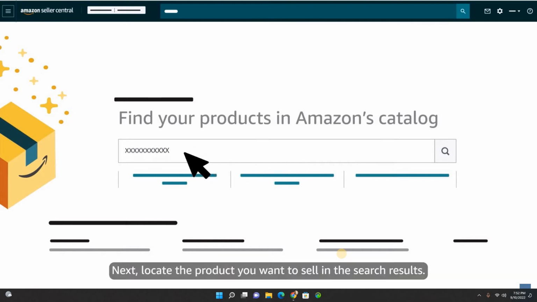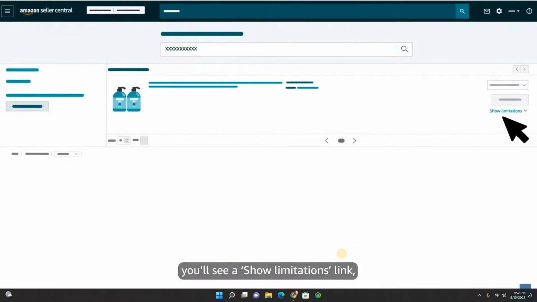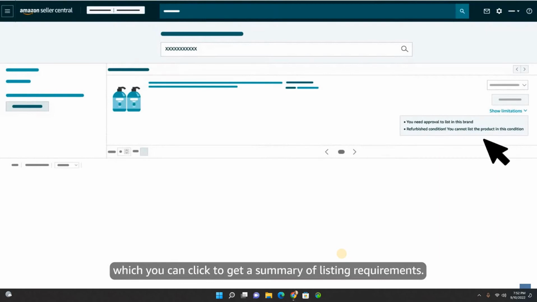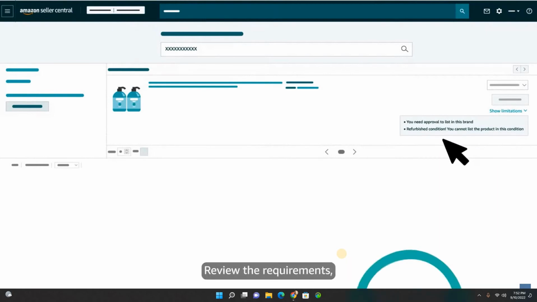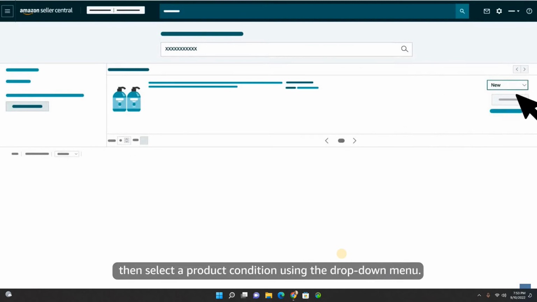Next, locate the product you want to sell in the search results. If it requires approval, you'll see a Show Limitations link, which you can click to get a summary of listing requirements. Review the requirements, then select a product condition using the drop-down menu.